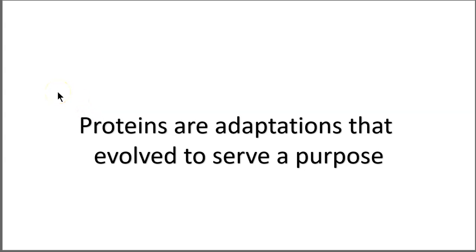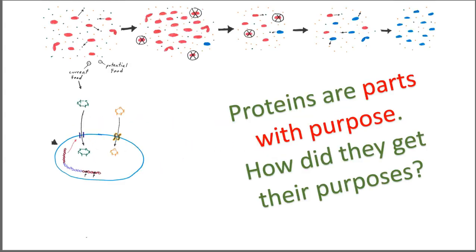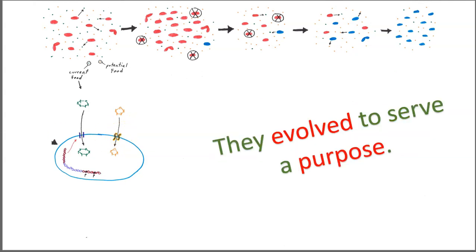In part 4 of the lesson series on how life evolves, we'll make the claim that proteins are adaptations that evolve to serve a purpose. So we've been discussing the case of the red bacteria that can only eat the green food but then evolve the capacity to eat another food source, the orange molecule. And we said that was possible because of a new protein. This channel protein here allowed the importation of the orange food. Well, how did this protein get its purpose to import the orange food? Well, that was an evolutionary story. It evolved to serve that purpose.